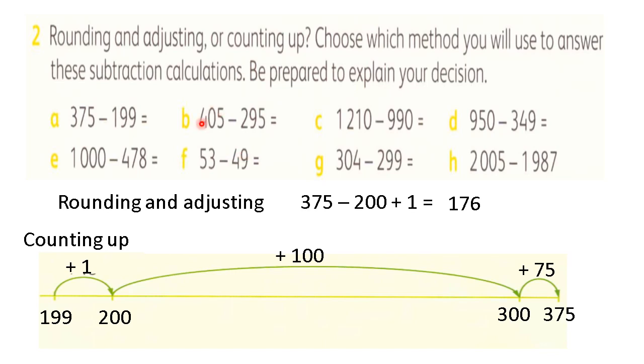Do the same for B, C, D, E, F, G, and H, and decide which is the quickest or best way of calculating these subtractions, rounding and adjusting or counting up. Copy your answers in your exercise book. Of course, remember, be prepared to explain your decision. We will correct these during our next lesson.